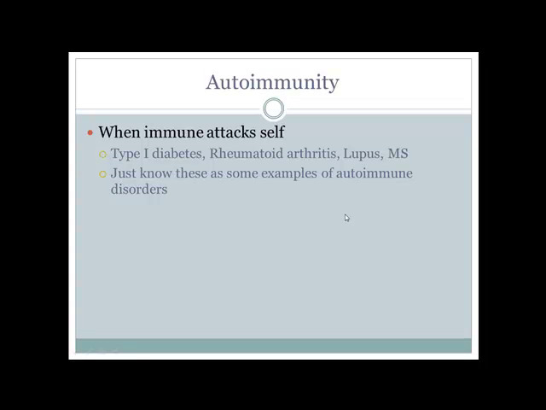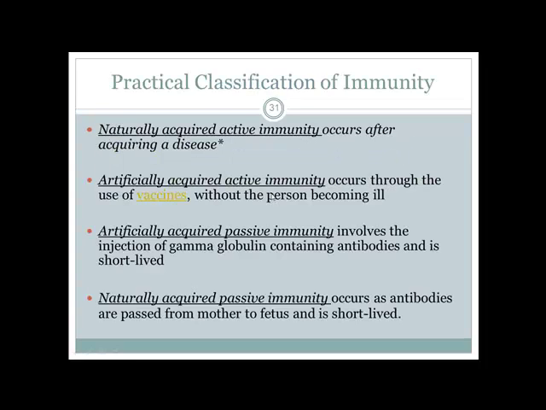Autoimmunity is basically when your body doesn't recognize its own tissue and it forms an immune response against it. It can happen either because the tissue changes and it changes its antigens, or it can happen because your body just lost track of what that antigen is supposed to look like, and it decides to start an immune response against it. Some examples are type 1 diabetes, rheumatoid arthritis, lupus, and multiple sclerosis. You just need to know a couple examples.